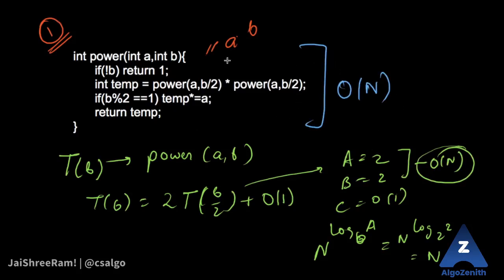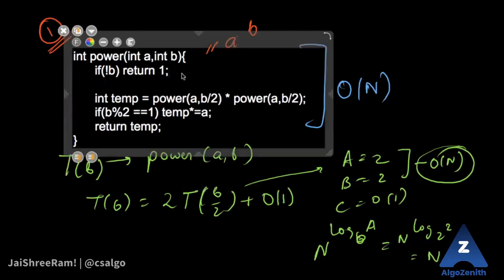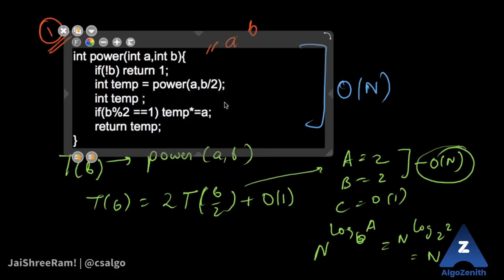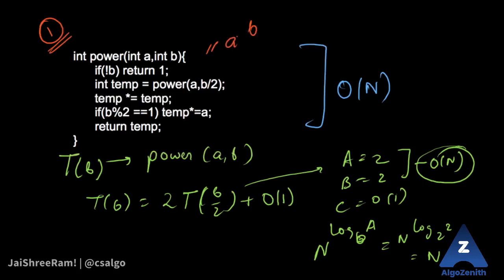Okay, so now we try to do just a single change in this code. Let's say we do this. This is declared, and then instead of calling this power twice, what we do is just multiply temp with itself, right? And we don't want to declare it again. So temp multiplied, it's as simple as temp is getting squared. Now what's the time complexity of this code?